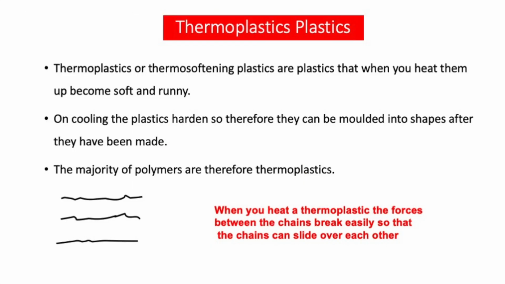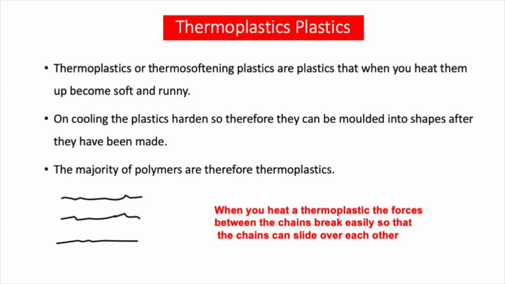Now the last thing we need to discuss in this video is the difference between thermoplastics and thermosetting plastics. Now thermoplastics, sometimes called thermosoftening plastics, are plastics that when you heat them up become soft and runny. And on cooling, these plastics harden, so therefore they can be moulded into shapes after they've been made. Now the majority of polymers that we come across are thermoplastic.